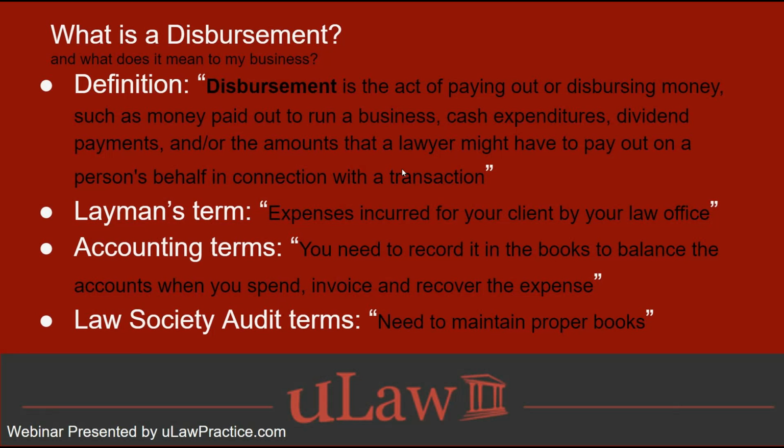Talking about the two broad categories of expenses, the first one is the disbursement. To define disbursement in layman's terms, these are expenses incurred by your legal office on behalf of a specific client, and more specifically, on behalf of a client's matter, because you may have a single client with multiple matters. One may have disbursements, the other may not, or one may have certain types of disbursements. For example, real estate has a lot of disbursements involved compared to, let's say, a small claims or an ATV matter.